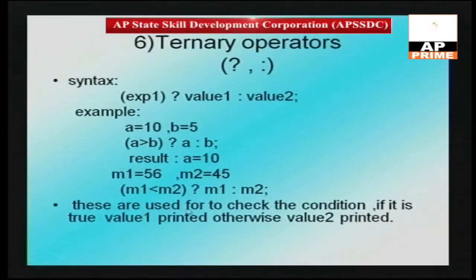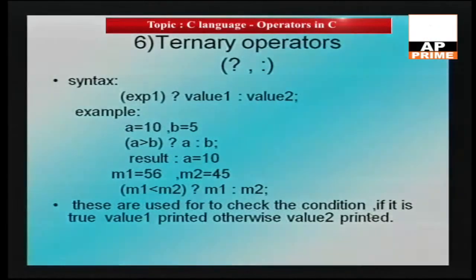What is the meaning of this ternary operator? It checks the condition. If it is true, value 1 is printed, otherwise value 2 is printed. What is the requirement of a ternary operator? In your program, you want to check a condition.